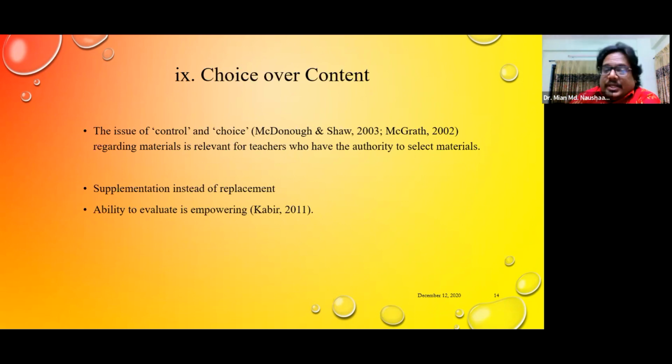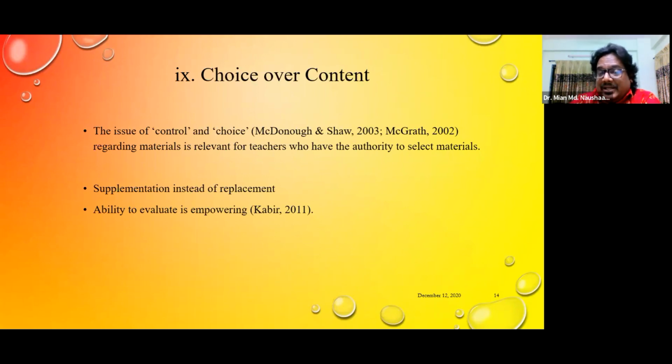What I mean to say is, for example, I don't have any choice, but I have been asked to teach a particular course book. And when I start teaching, I find that there are some gaps between what I intend to teach, what my learners need, and what the book is offering. Then what do I do?